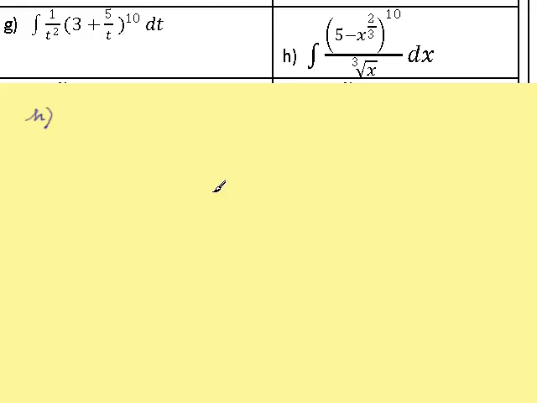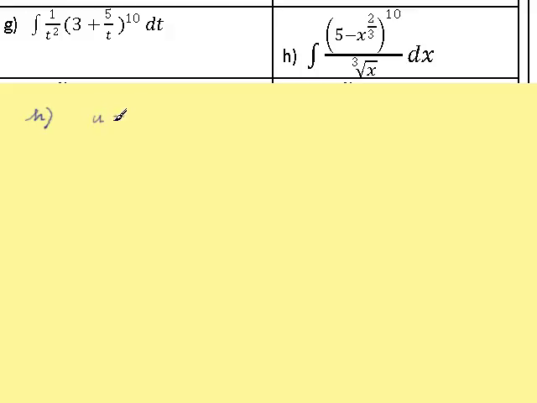Okay, let's look at h. Well, here's our inner function. The derivative of this inner function is almost equal to, up to a constant, 1 over x to the 1/3, which is what we have here. So let's just check that out.